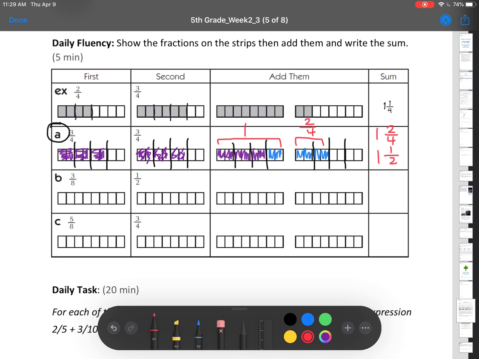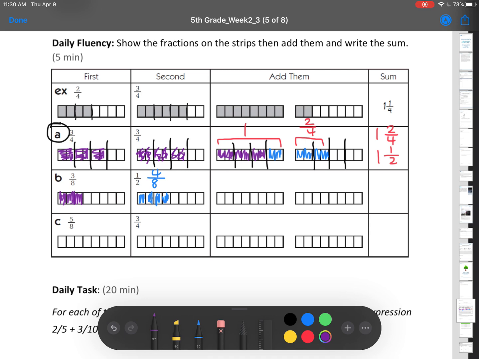So going on to my next one, going on to B, this time I will be smart and I will use 2 different colors. So the first one says 3/8. So I don't have to split this up into fourths because I'm using eighths and there are 8 units in my tape diagram already. So I'm going to color in 3 of these, 1, 2, and 3. All right. Now over here, I'm going to shade in 1/2, and I know that 1/2, if I'm thinking of eighths, is the same as 4/8, right? So I'm going to shade in 4, 1, 2, 3, and 4.